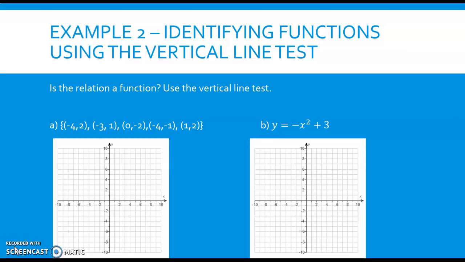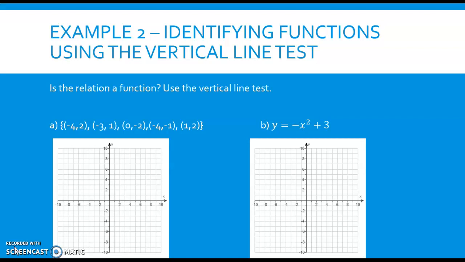Alrighty, welcome back. So we talked about ordered pairs and the fact that we don't want x to repeat in order for it to be a function. We also talked about, in a mapping, the easiest way to spot it is that you just don't want two arrows going from the same x value. Now, what we're going to talk about is how to tell from a graph.